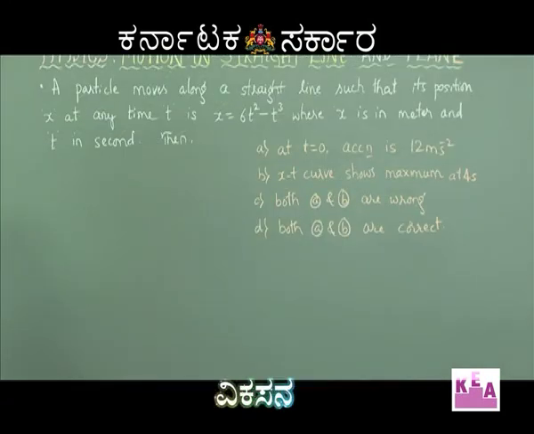Here is the next question, dear students. A particle moves along a straight line such that its position x at any time t is x is equal to 6t squared minus t cubed, where x is in meter and t is in second. Then options: A, at t is equal to 0, acceleration is 12 meter per second square. B, x-t curve shows a maximum at 4 second. C, both A and B are wrong. D, both A and B are correct.